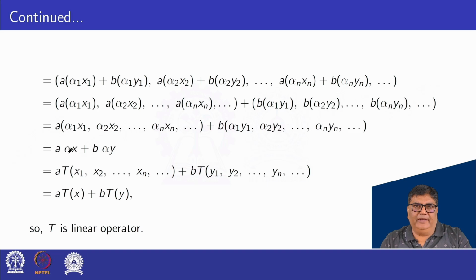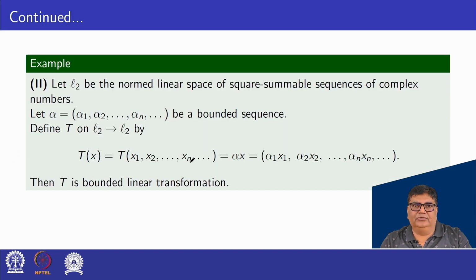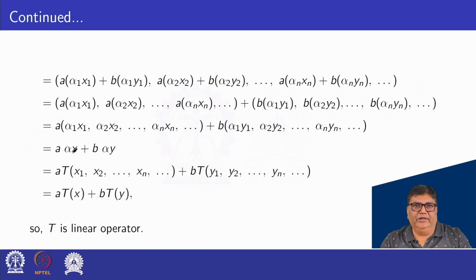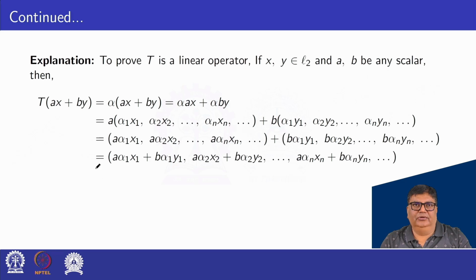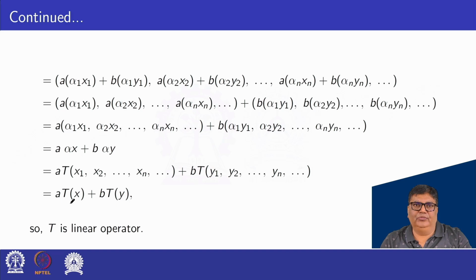So alpha x is T of (x1, x2 and so on xn). So we can write A T(x1, x2 and so on xn) plus B T(y1, y2 and so on yn). So this term can be written as Tx and this is Ty, that is A Tx plus B Ty. So here we have proved T(ax plus by) is equal to A Tx plus B Ty. So T is a linear operator.